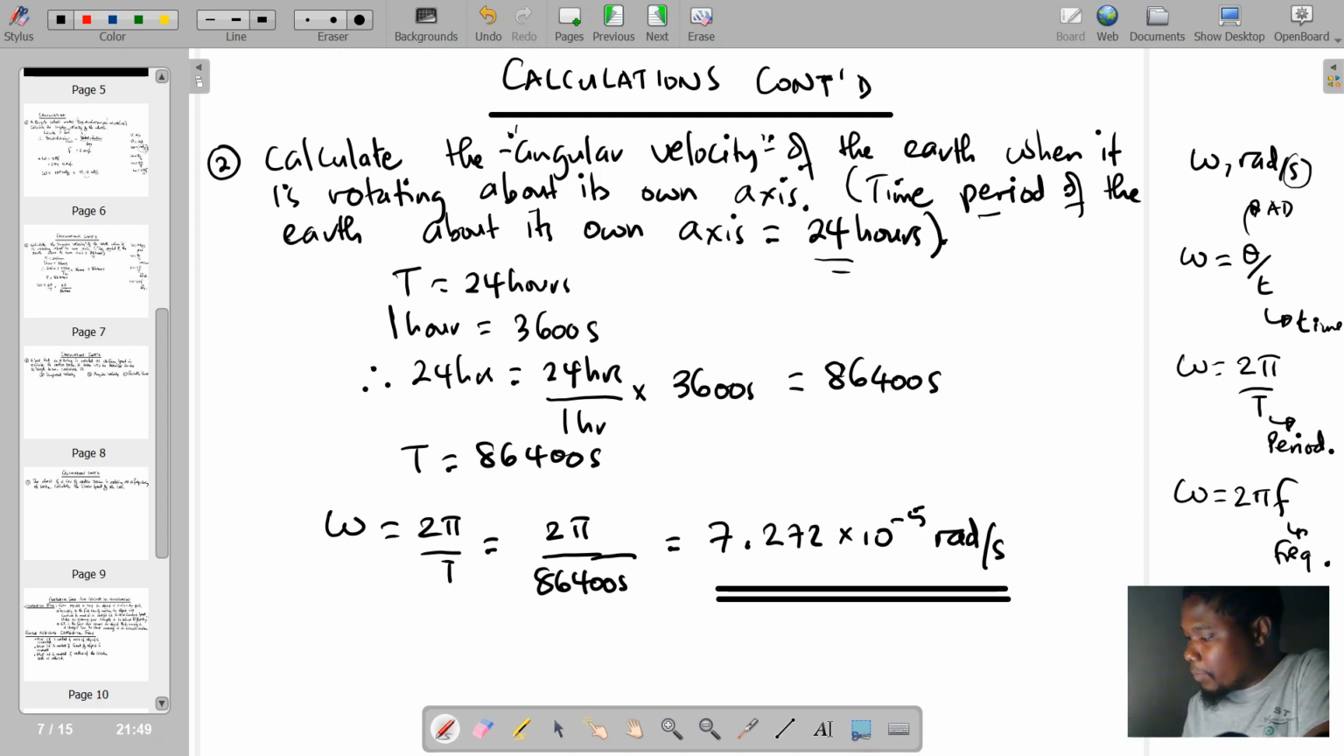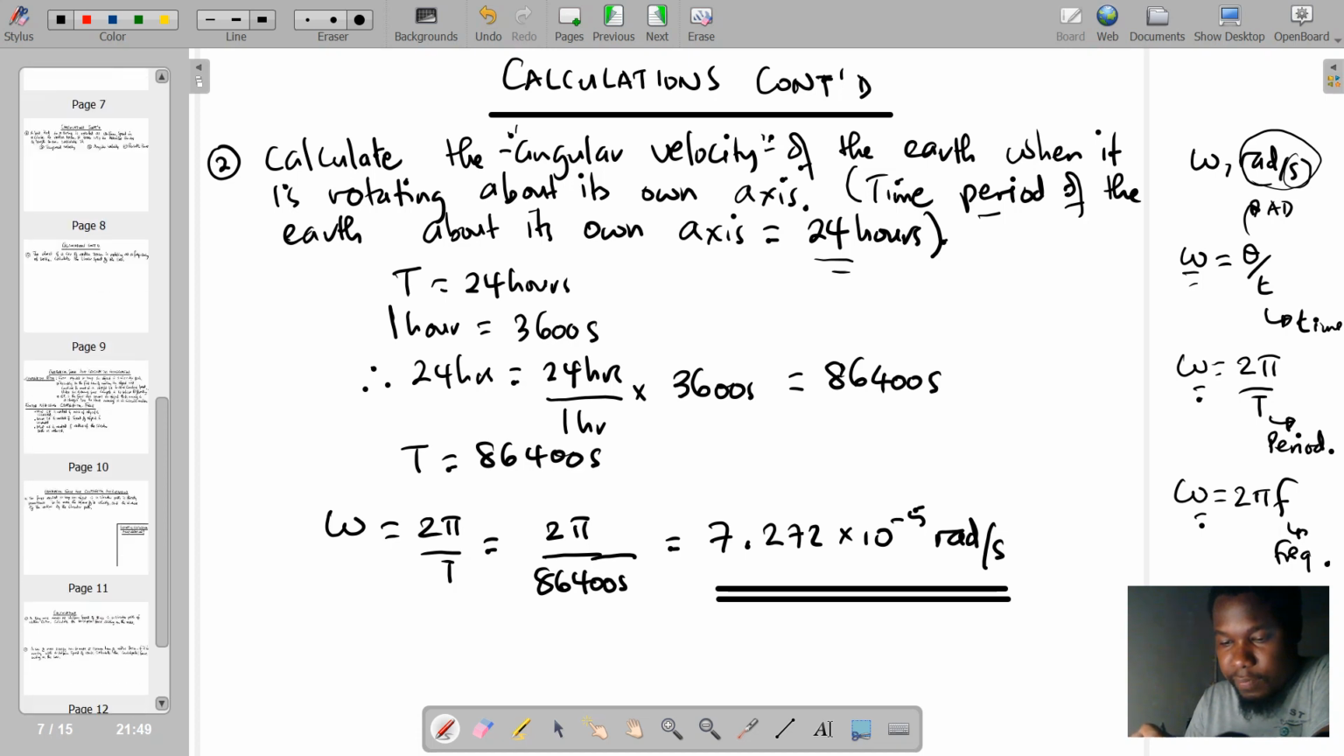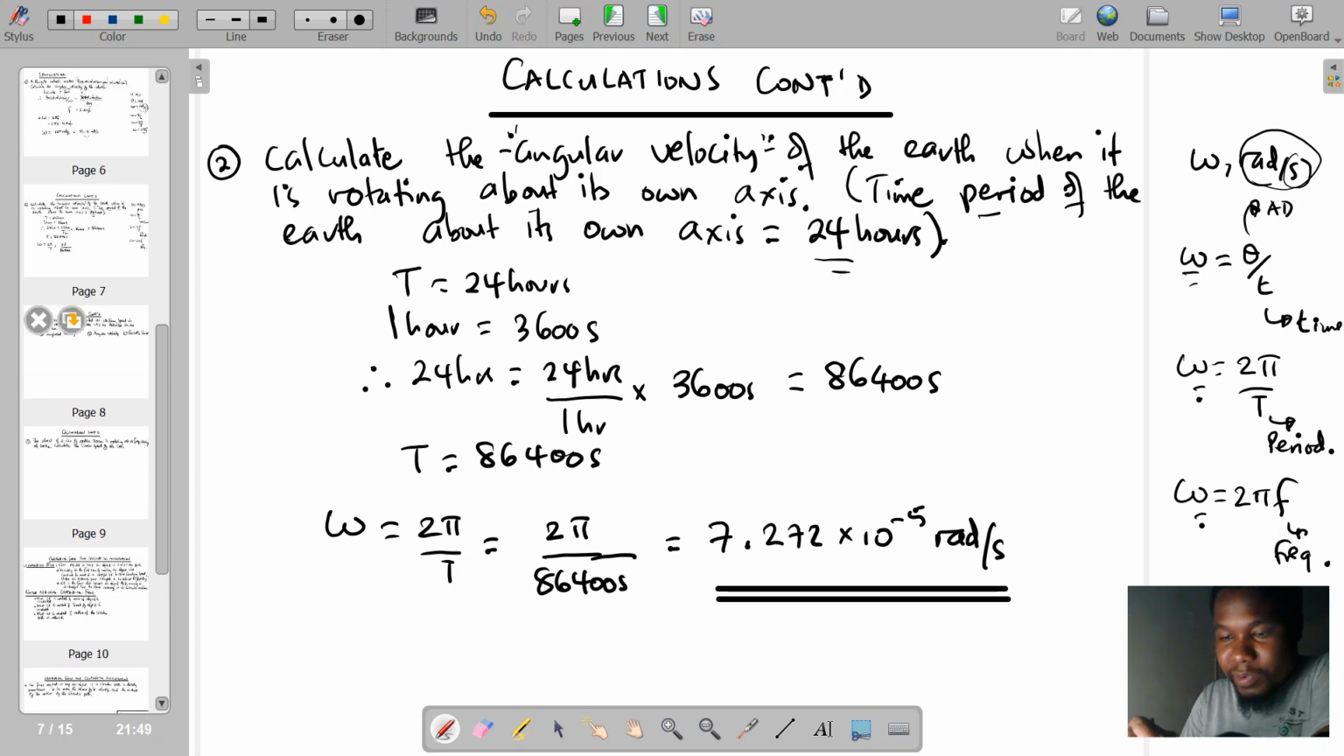I hope that makes sense to you, but it's very, very simple. All you have to remember are the units of the quantities that you're calculating at the same time. Remember the formulas and the relationships within these things. Now let's look at the next example and let's see if this will be much simpler.